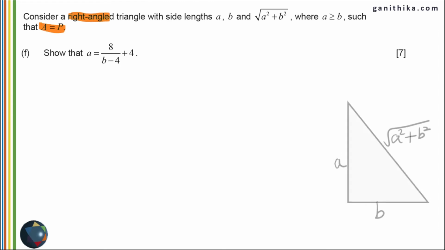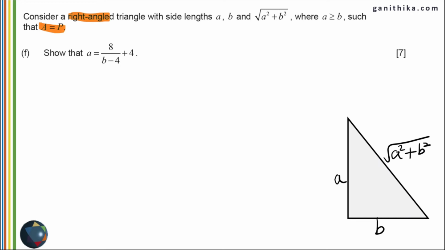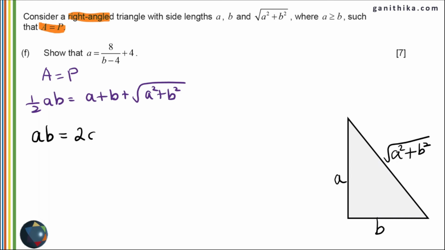So let's draw the diagram of this condition. a and b are the legs of the right angle triangle, and square root of a squared plus b squared is going to be the hypotenuse of the right angle triangle. And now we have A equal to P. Using the formula for A and using the formula for P, A is half times a times b and P is adding up all the three sides. We need to make a the subject from this equation. This can be done in different ways. I'm just going to first of all take away the half and multiply it to the other side, and in that case I'll get ab equal to 2a plus 2b plus 2 times root of a squared plus b squared.